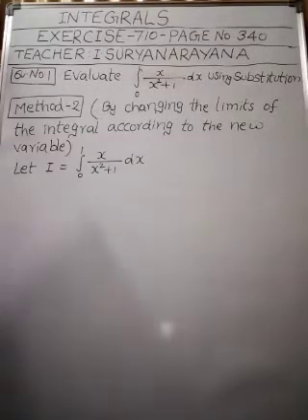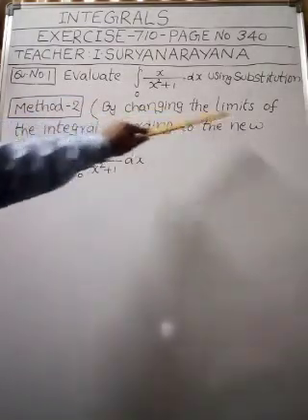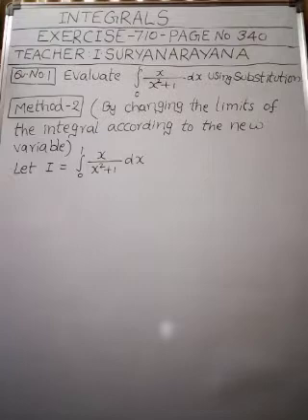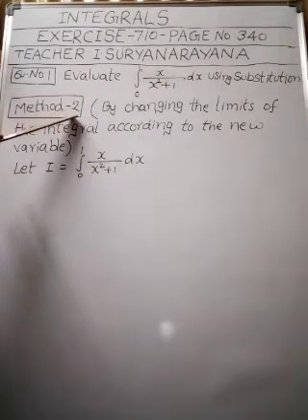Now come to the second method. What is the second method? By changing the limits of the integral according to the new variable. Okay, my children, you can follow any method which is comfortable to you, which is convenient to you, which is easier to you. There is no restriction. See here, for the same question, we are following the second method.